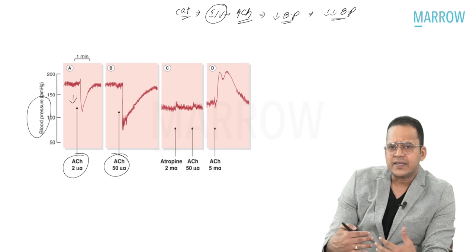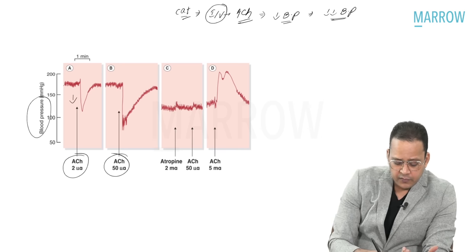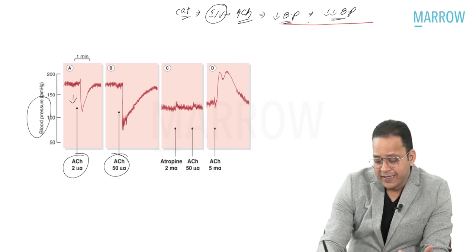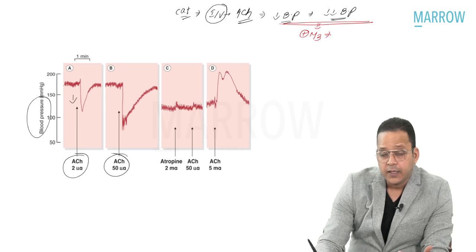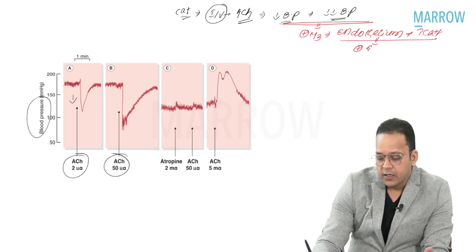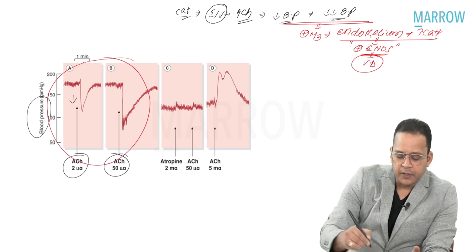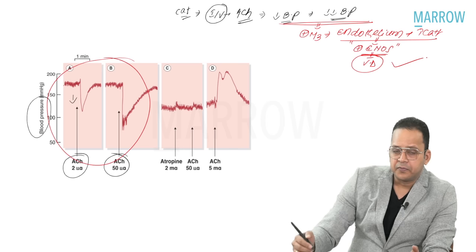So first of all, why is acetylcholine decreasing blood pressure? This is something we have discussed in our classes, that whenever I give acetylcholine, there is a decrease in blood pressure. And this is because of stimulation of M3 receptors, which are present in the endothelium, where they increase calcium. And this calcium stimulates eNOS, or endothelial nitric oxide synthase, which produces vasodilatation. So this is the effect seen in graphs A and B.